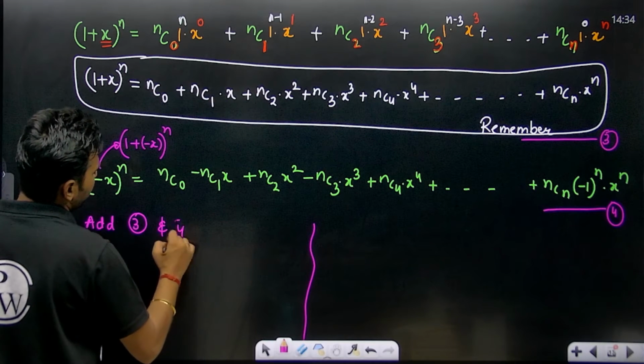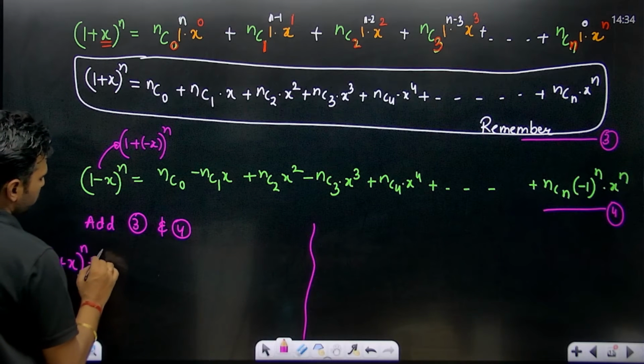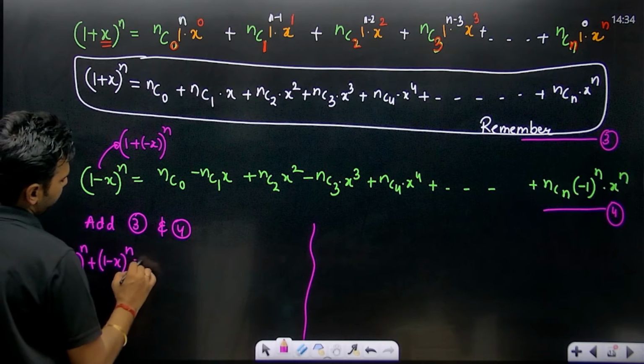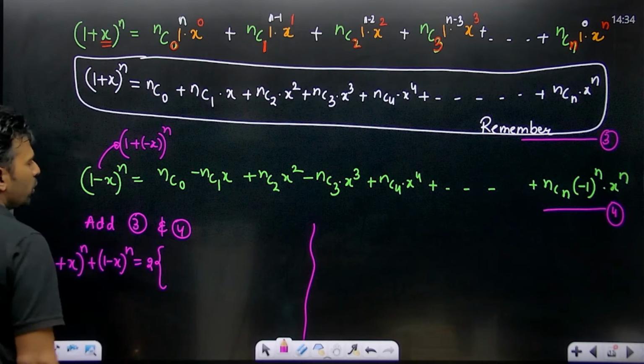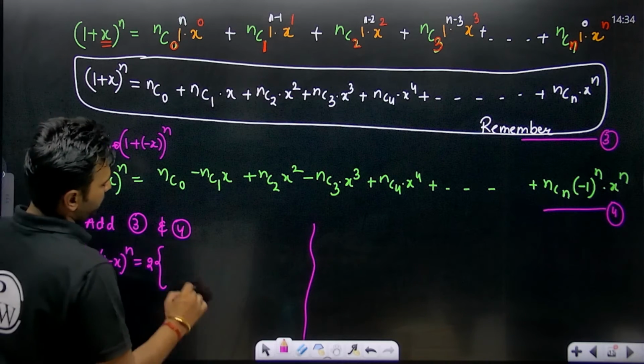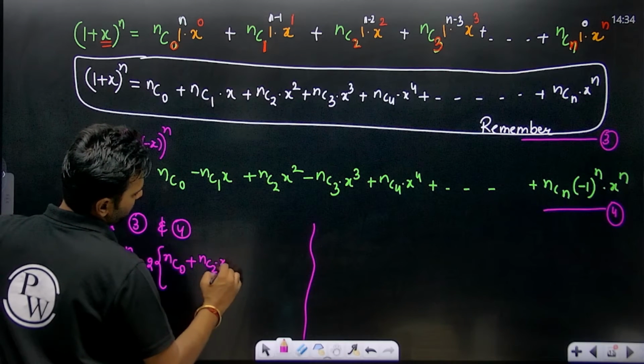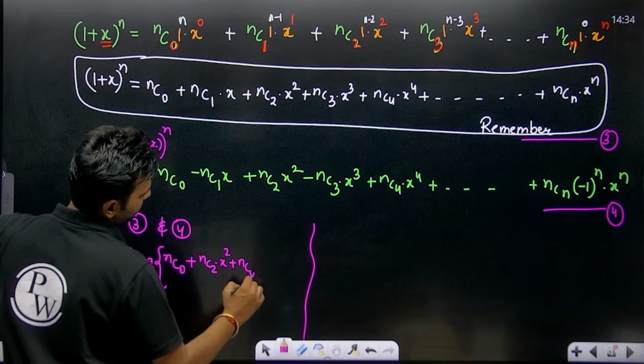If you add 3 and 4, what you're going to get is 1 plus x to the whole power n plus 1 minus x to the whole power n is equal to twice of all the terms with even subscript of c. Everyone do let me know. Even subscript of c, yes or no? So this is what you're going to get.